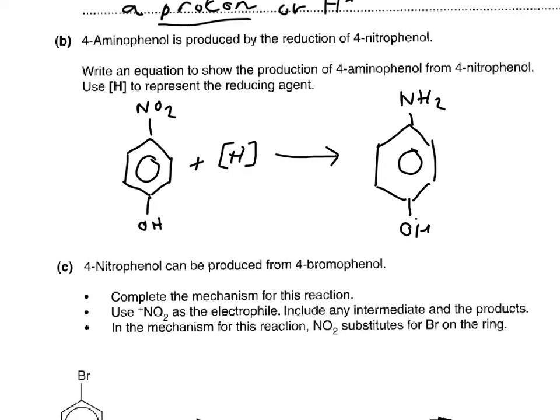Okay, so we've got an additional 2 hydrogen from here, 2 hydrogen here, but we're also losing 2 oxygen, and oxygen and hydrogen together make water. So we're losing 2 oxygen, that will make us 2 waters. Therefore we have 1, 2, 3, 4, 5, 6 hydrogen to balance it out.